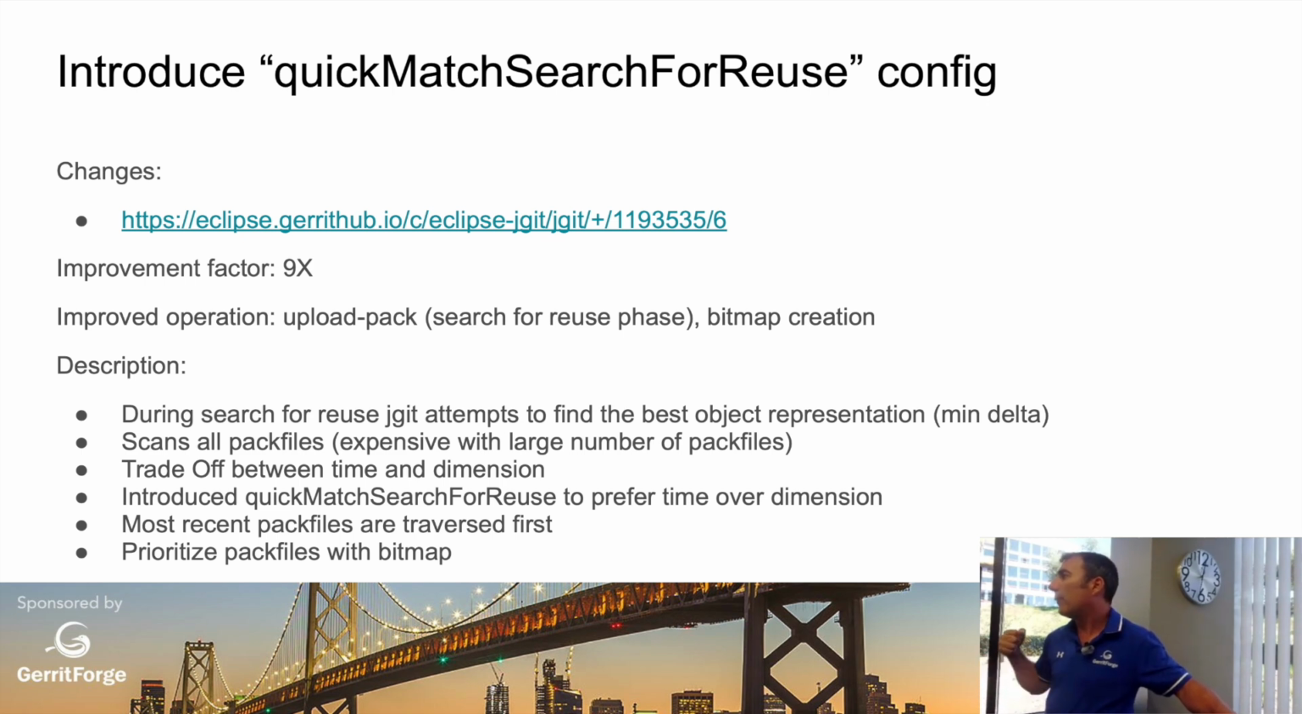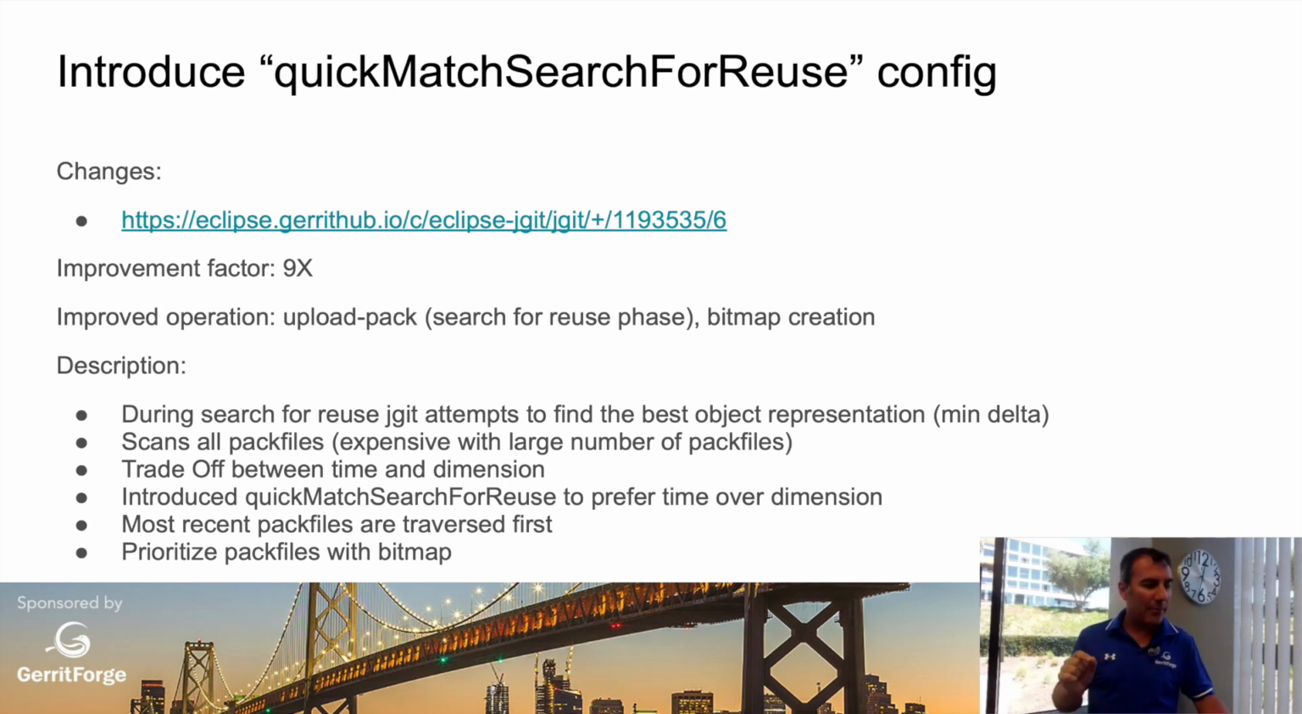Okay, fair enough. So in Dani's example, we had 3 pack files, but imagine your monorepo starts to have like 10 million pack files. Well, you're going to do it over and over and over. It can be quite expensive. Now, what we did with this configuration is basically allow us to decide if we prefer time over dimension.